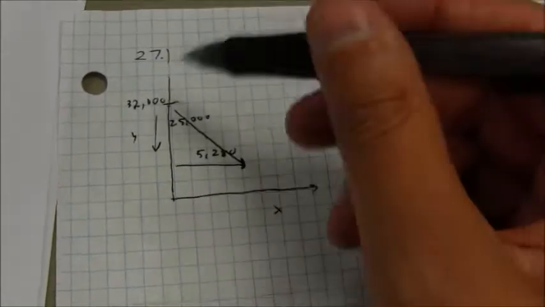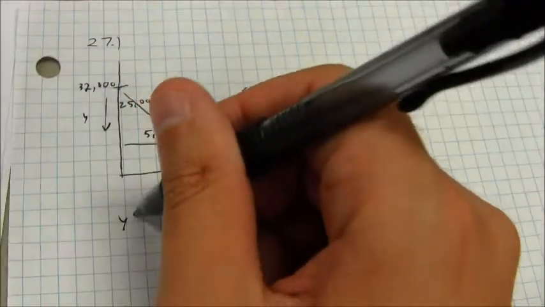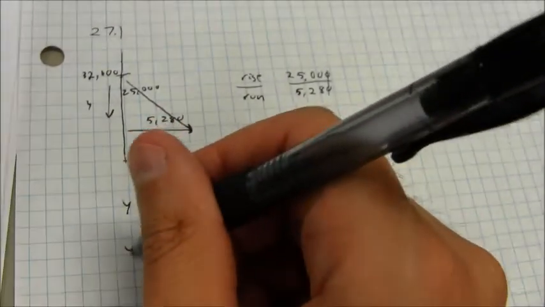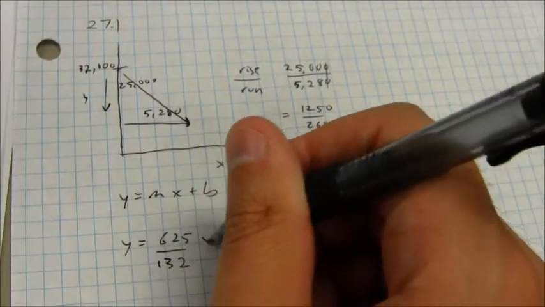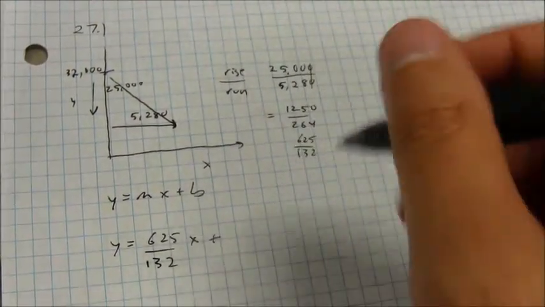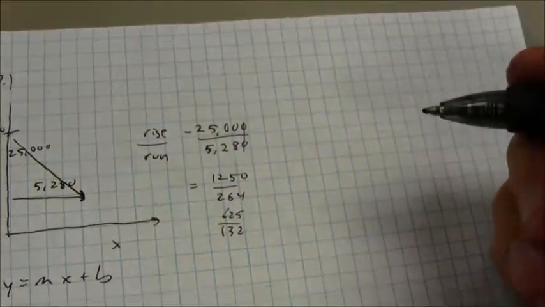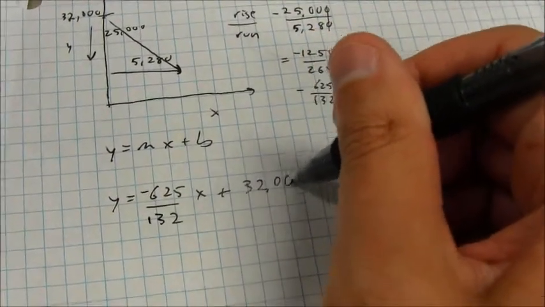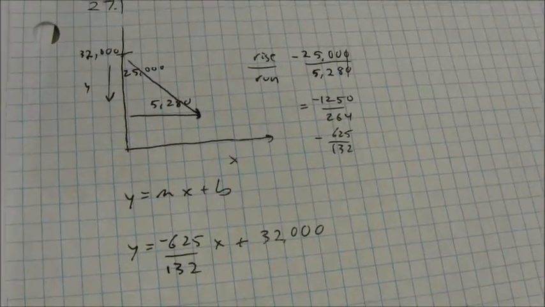So if you look at this thing, it's really starting out 32,000 feet up. I could write an equation in slope-intercept form because I've got a y-intercept and I have a slope. So that would be y equals 625 over 132x. Oh, by the way, that was a drop of 25,000 feet, so that should be negative. This should all be negative. The slope should be negative, plus 32,000 being my y-intercept. And I can answer most questions using that.